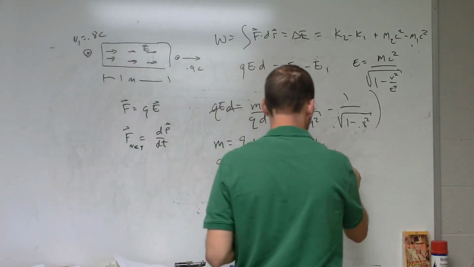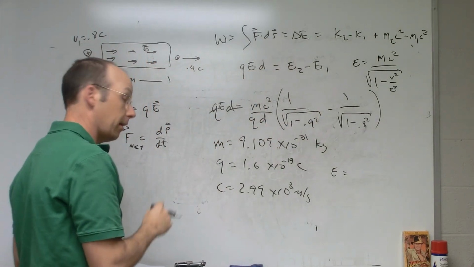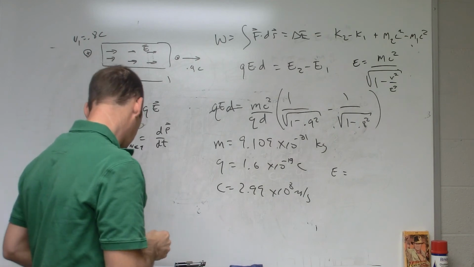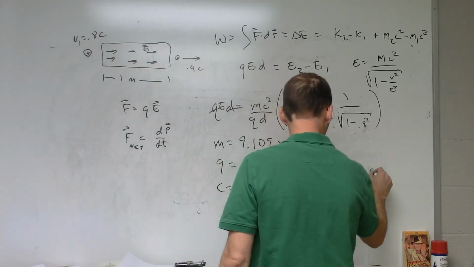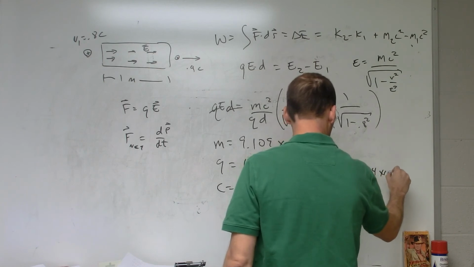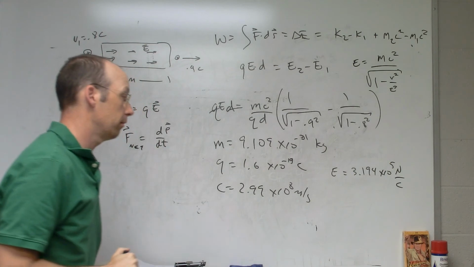And I already did this. Okay, I'm not doing this in my head. I did it on the calculator. I get E is 3.194 times 10 to the 5th newtons per coulomb for the electric field.